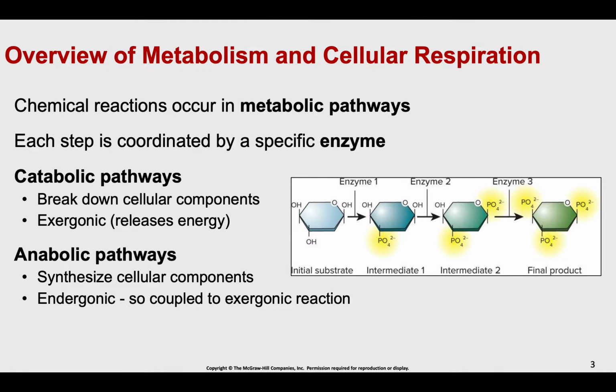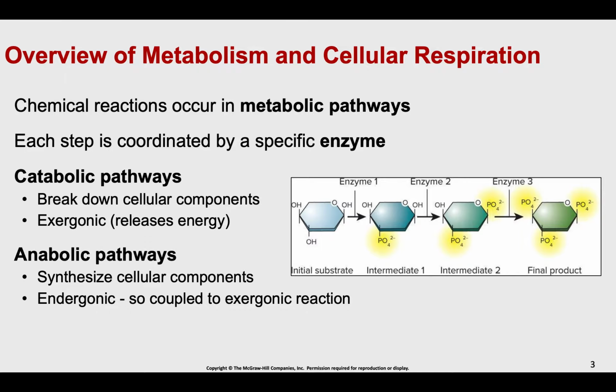Depending on which pathway we're talking about, each step is going to be coordinated by a very specific enzyme. If we look at just this one example up here, in each step we're adding a phosphate group to this glucose molecule. This enzyme is very specific to step 1, and in step 2 we have a different enzyme that is very specific to step 2. Same with the third enzyme: a different enzyme, very specific to this step. So there are a lot of enzymes in these metabolic pathways, and they're all very specific, and they're all pretty much different.